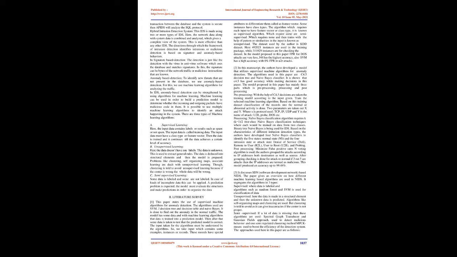The input taken for the algorithms must be understood by the algorithms. So, we take input which contains some examples, instances, or records. These records have special attributes to differentiate them, called the feature vector. Some instances have class types. The algorithm which requires each input to have a feature vector or class type is known as a supervised algorithm. One which requires only some is semi-supervised. One which requires none and trains with the help of patterns or similarities in the input is known as unsupervised.